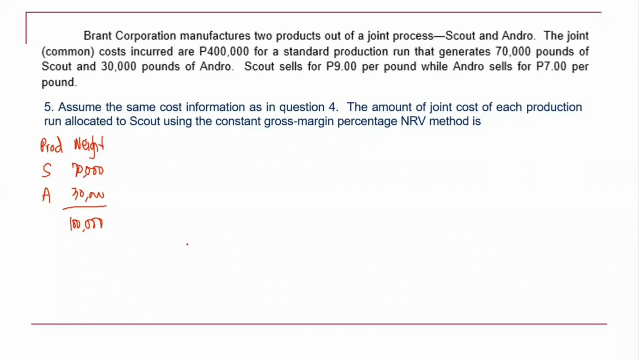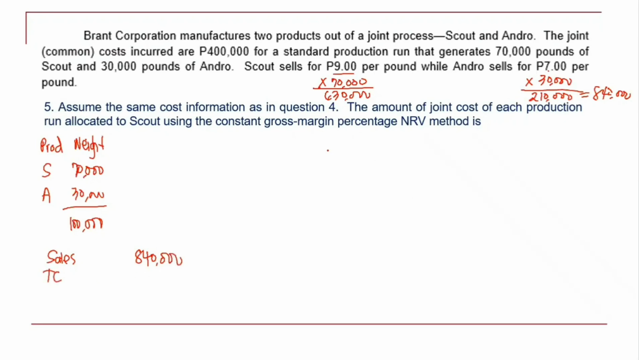Pag constant gross margin percentage, magkano ba yung total sales natin? Di ba? 9 pesos kay Scout. Ilan ba kay Scout? 70,000. So ito ay 630,000 pesos, di ba? Magkano kay Andro? 7 times. Ilan ba binibenta kay Andro? 30,000. So therefore, 210,000 to. Magkano total sales natin? That is amounting to 840,000. Ayan. So total sales natin ay 840,000.